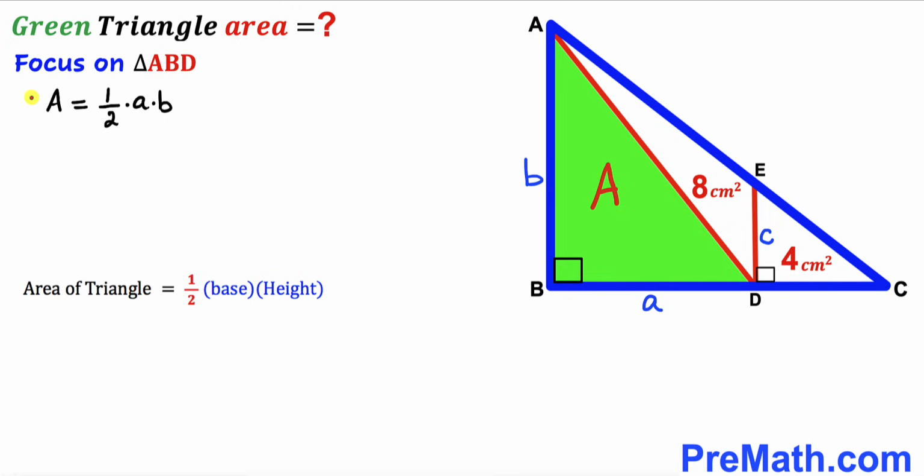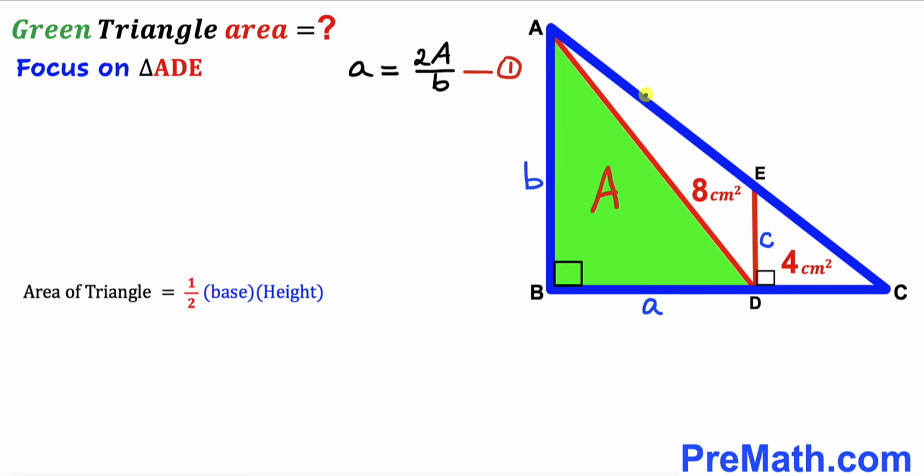Now I'm going to multiply both sides by 2 to remove this fraction. So the 2 and the 1 divided by 2 are gone. Therefore a times b is equal to 2 times uppercase A. Now I'm going to divide both sides by lowercase b. So our lowercase a is equal to 2 times uppercase A divided by b. I'm going to label this as equation number 1.